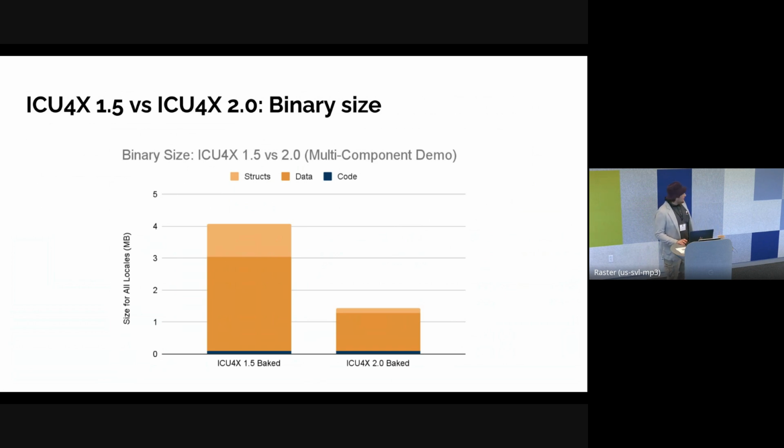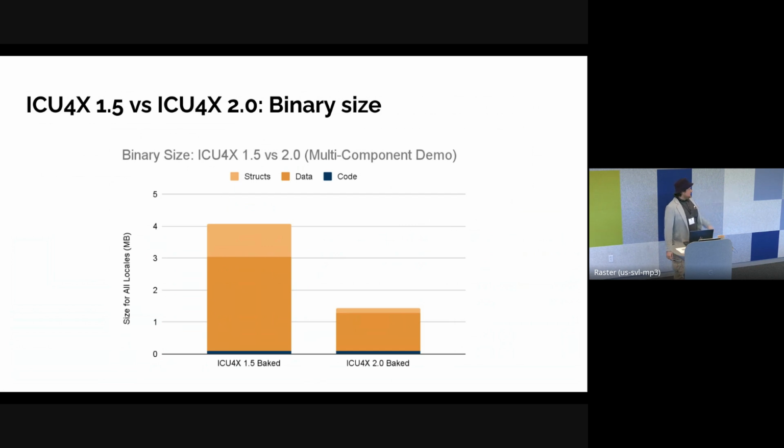Let's see, one more graph. This is 1.5 versus 2.0 binary size. So again, 1.5 is the previous release from earlier in the year. 2.0 is the new release that's coming out this quarter. This is a multi-component demo. So this demo covers, I believe, datetime formatting. I believe it also covers number formatting and plural rules. And the biggest change here is the datetime formatting.